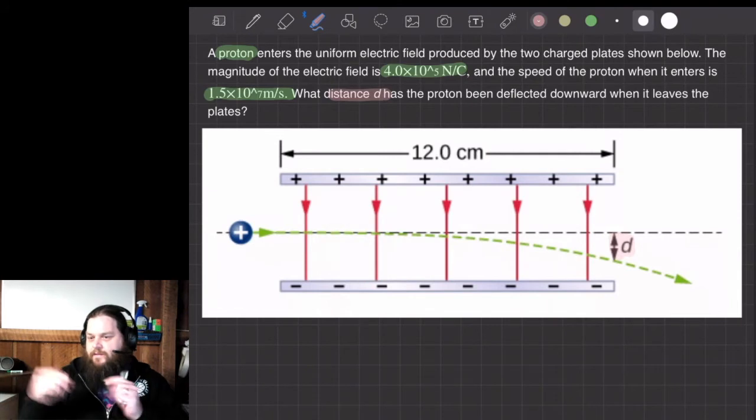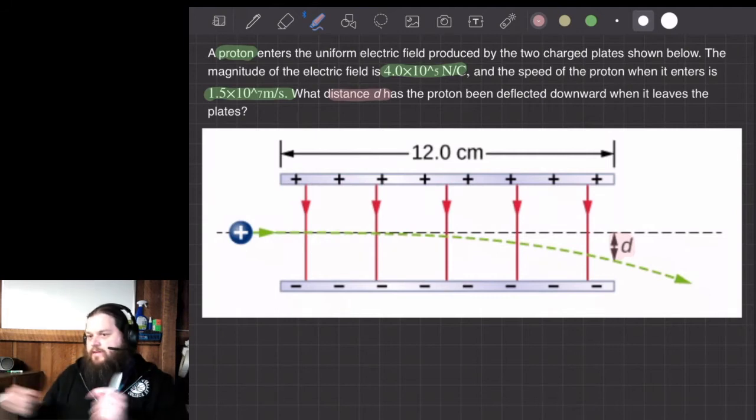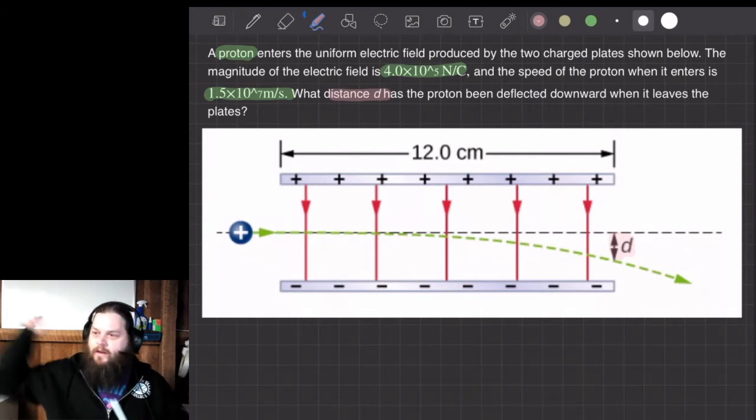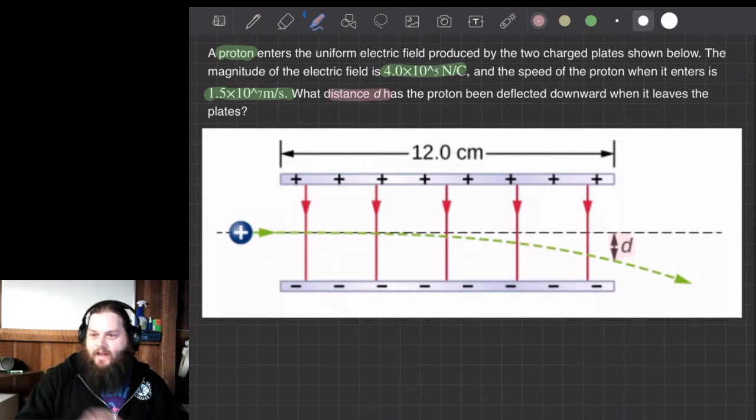Because if it wasn't deflected, it would just travel in a perfectly straight line. But since there's a force acting on it going downwards now, it's going to arc. It's very similar to throwing a rock in an arc. It's going to arc up and come back down and drop. So that's what's happening. It's just, instead of gravity, we have the Coulomb force acting on this.